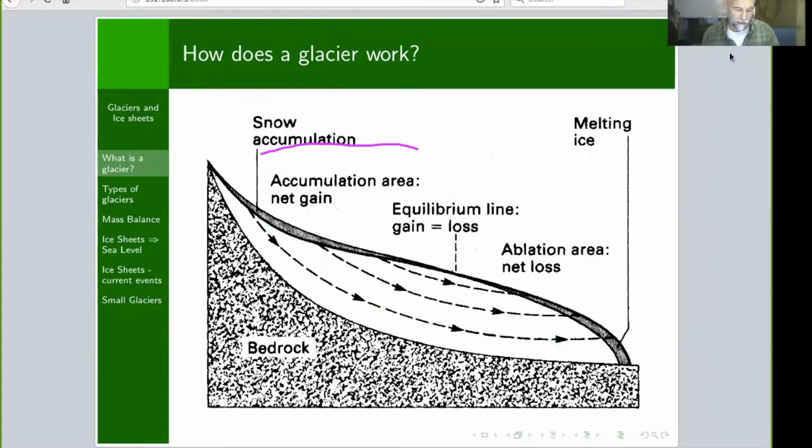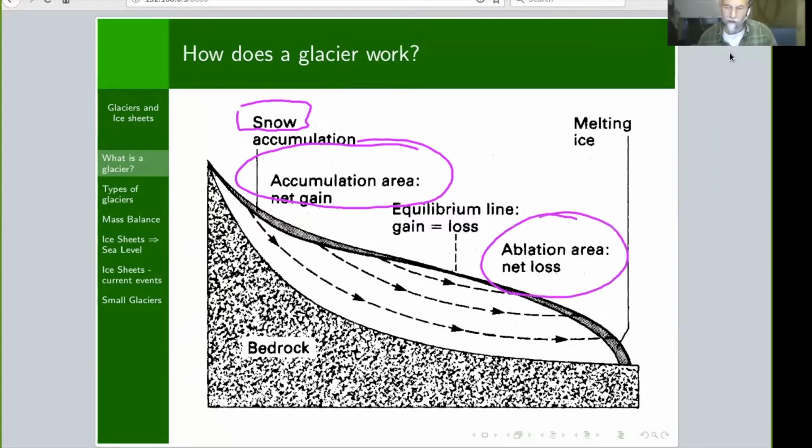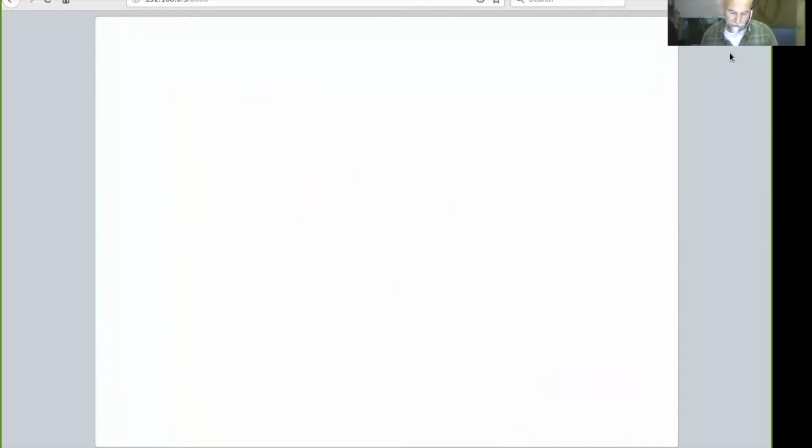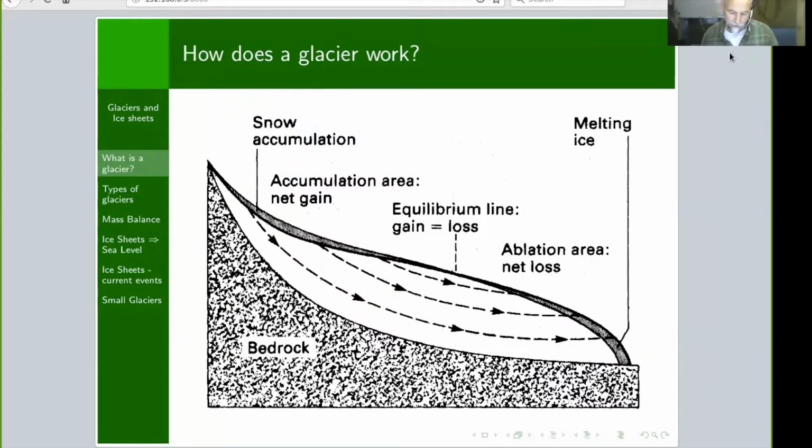So up above, we've got the accumulation area, and that's where there's more snowfall than can melt. And down below, we've got the ablation area, and that's where there's more melting than there is ice flowing in from upstream to replace it. So that's these two different zones. And dividing these two zones is what we call the equilibrium line.